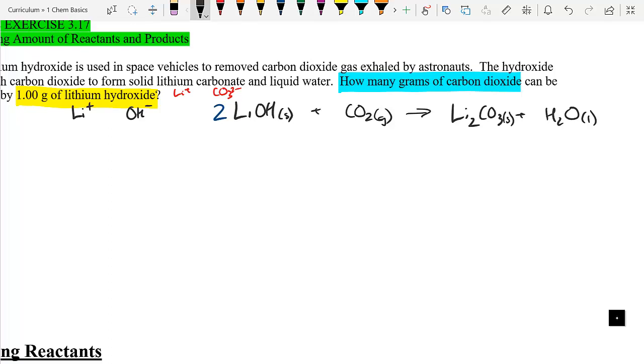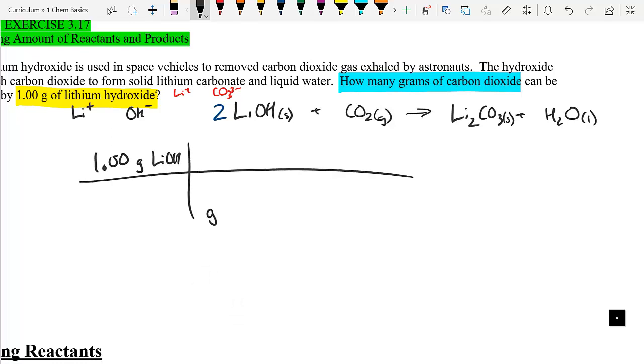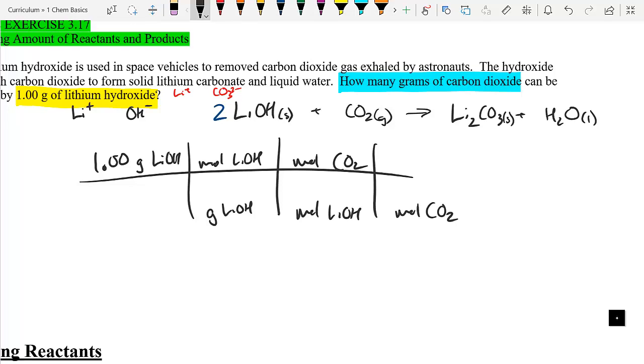Now we're going to do our gram to gram conversion in multi-step form. It's 1.00 grams of our lithium hydroxide. Now, as we plan out the conversions, remember we got to cancel grams of lithium hydroxide to find the moles of lithium hydroxide first. Then I want to cancel out moles of lithium hydroxide to change to the other substance. I want to know grams of carbon dioxide in the end, so I'll have to go to moles of CO2. The final step would be to cancel those moles of carbon dioxide to find grams of carbon dioxide. So we're going to put these together.